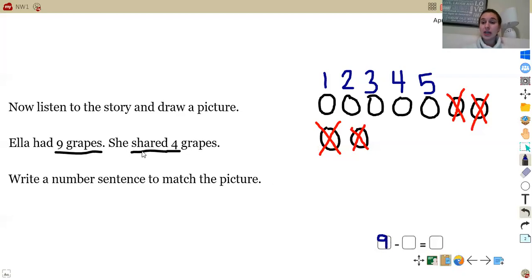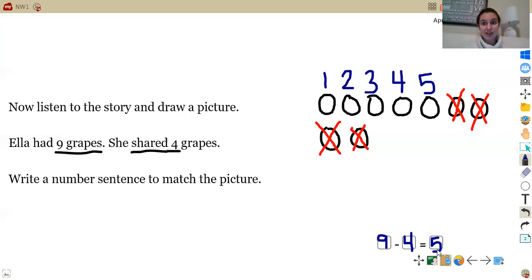And since she shared 4 grapes, I'm going to subtract the number of grapes I crossed out. That was 4. So 9 minus 4 equals, and I already labeled what was left over. So I can quickly look at my picture and see that 5 is left over. So I can see that 9 minus 4 equals 5. So 9 take away 4 equals 5.